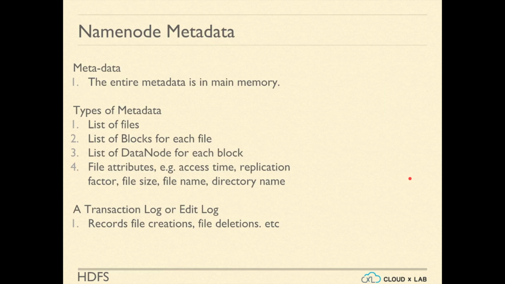Let us discuss what is metadata. Following attributes get stored in metadata: list of files, list of blocks from each file, list of data nodes for each block, file attributes, example, access time, replication factor, file size, file name, and directory name. Transaction logs or edit logs store file creation and file deletion timestamps.